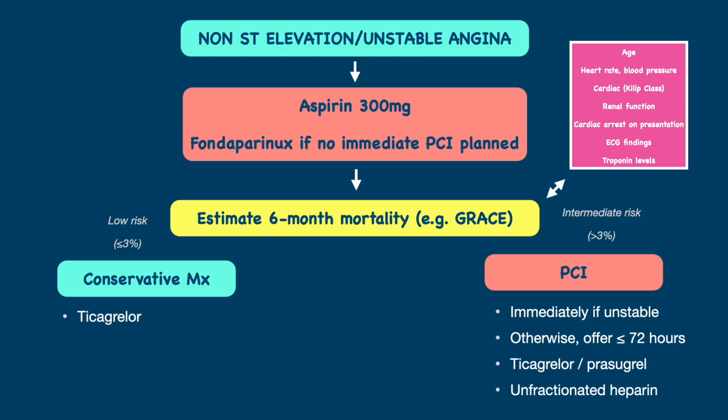The Global Registry of Acute Coronary Events or GRACE is the most widely used tool for risk assessment. GRACE score is used in high-risk non-STEMI patients to consider doing early invasive management as opposed to delayed intervention. It can be calculated using online tools and takes into account the following factors, which are age, heart rate, blood pressure, cardiac and renal function, cardiac arrest on presentation, ECG findings, and troponin levels. Based on this risk assessment, key decisions are made regarding whether a patient has coronary angiography or has conservative management.